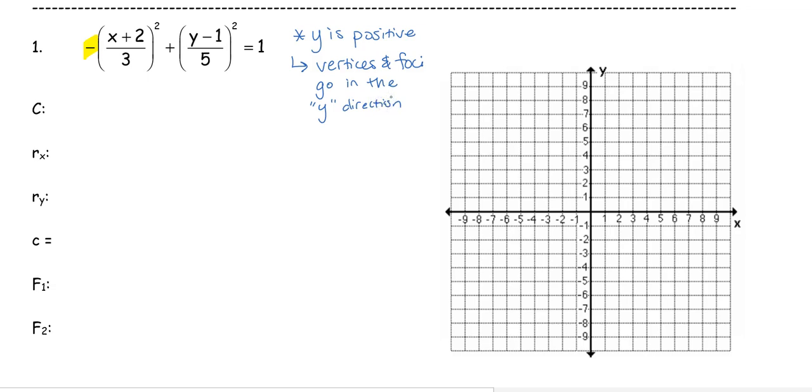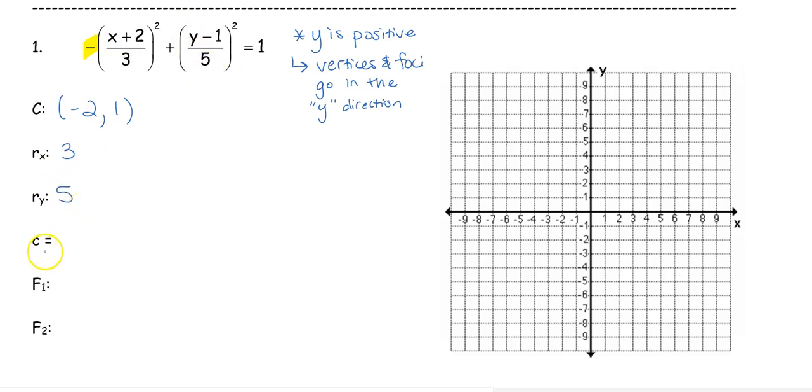So the center starts off the same. We've got a positive 2, which is going to make the x-coordinate a negative 2. We've got a negative 1, which makes the y-coordinate a positive 1. The 3 is underneath the x, which means that the radius in the x direction is going to be 3. The radius in the y direction is going to be 5.